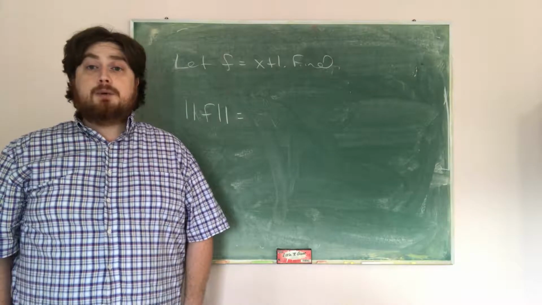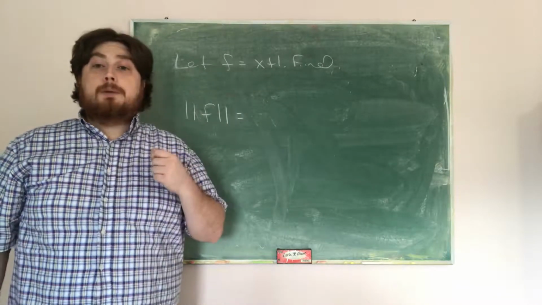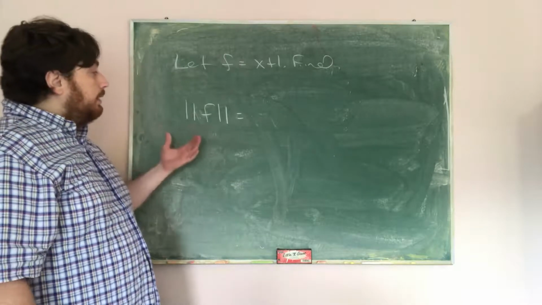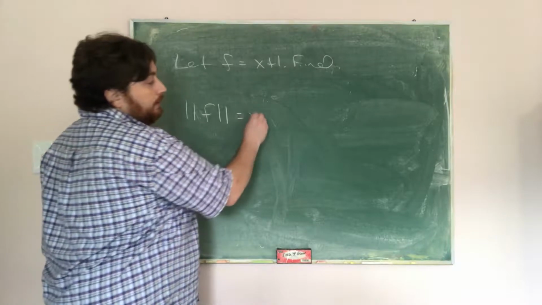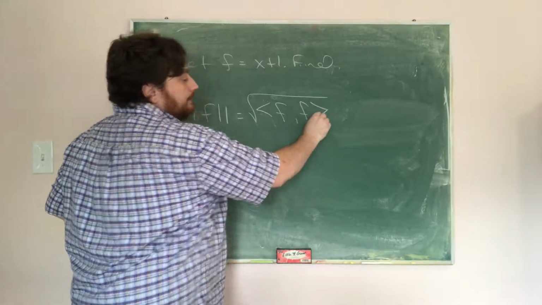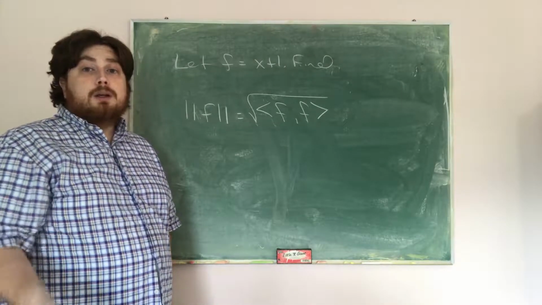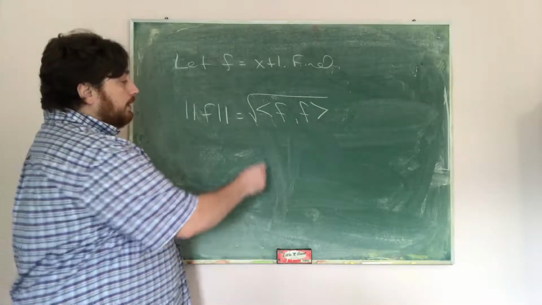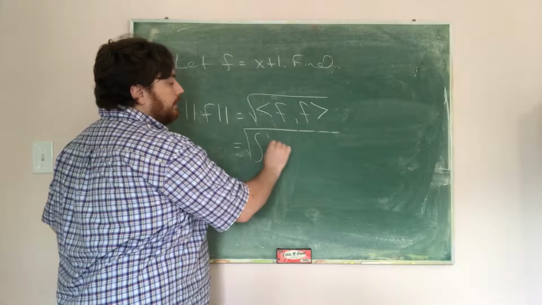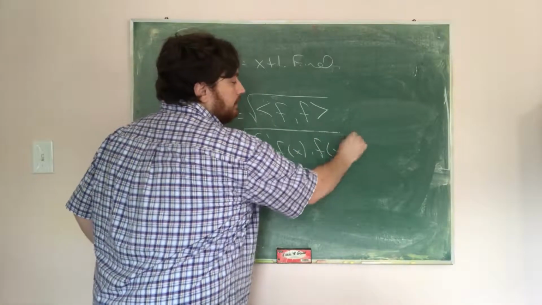Alright, for our first example, we're going to find the norm of f, where f is the function x plus 1. When dealing with inner product spaces, the norm of a vector is the square root of the inner product of the vector with itself. Since on this vector space we define the inner product to be the integral, this is the square root of the integral from 0 to 1 of f of x times f of x dx.